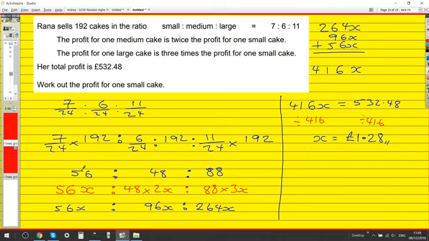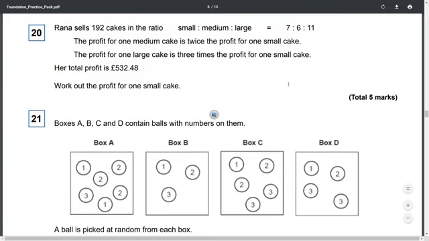So she sells 56 small, 48 medium, and 88 large. We say just the price of the small one is X, so the small is 56 times X. The middle one is double that, so it's 48 times 2X, and the last one is triple that, so 88 times 3X. And then add them up and solve it. Any questions there? No. Okay, it's just a big 5-mark question.